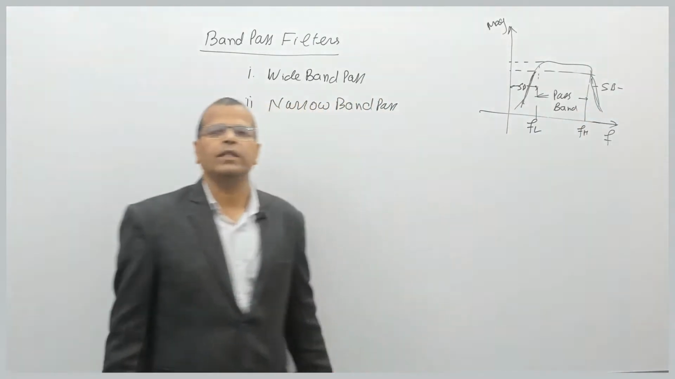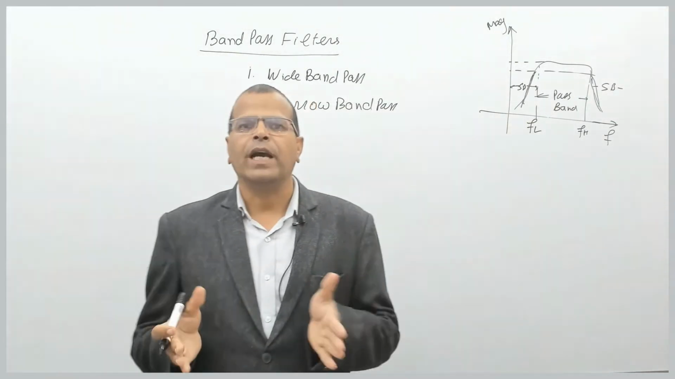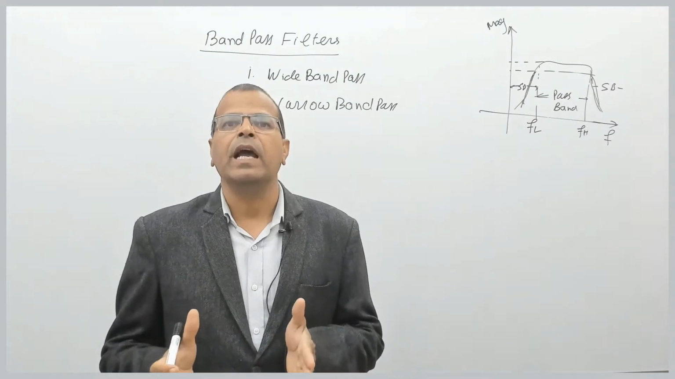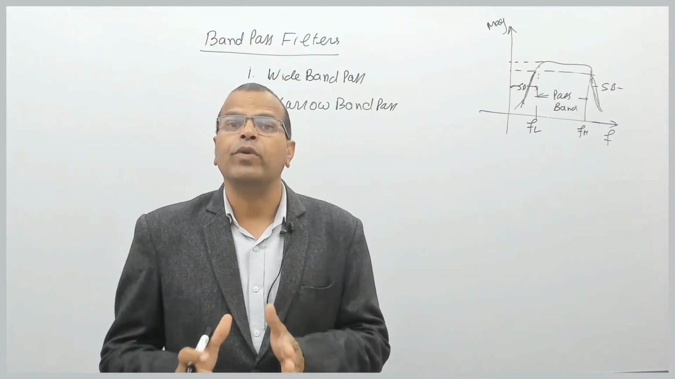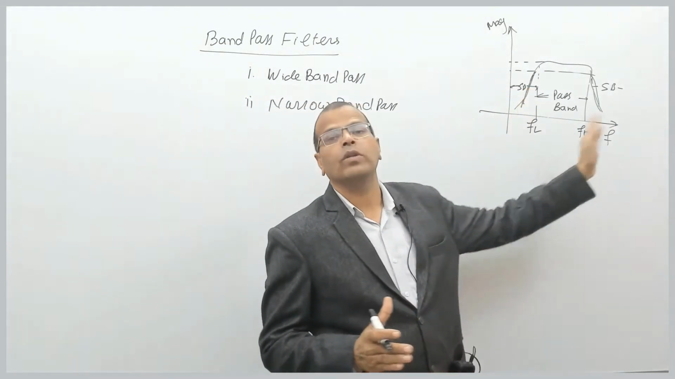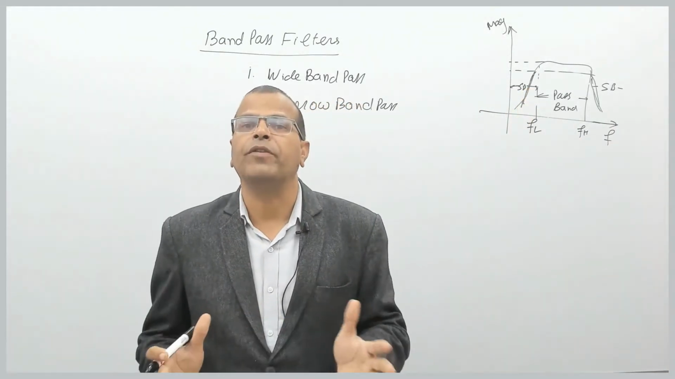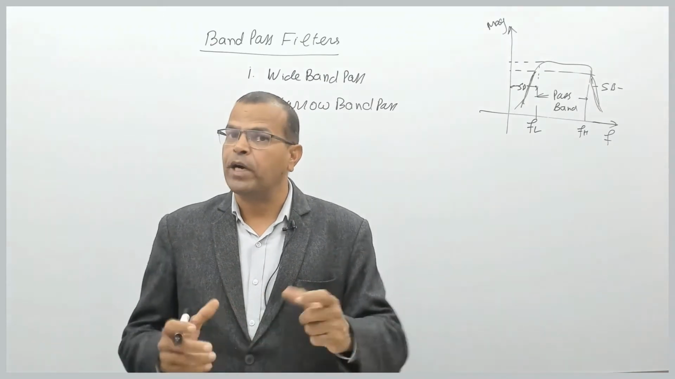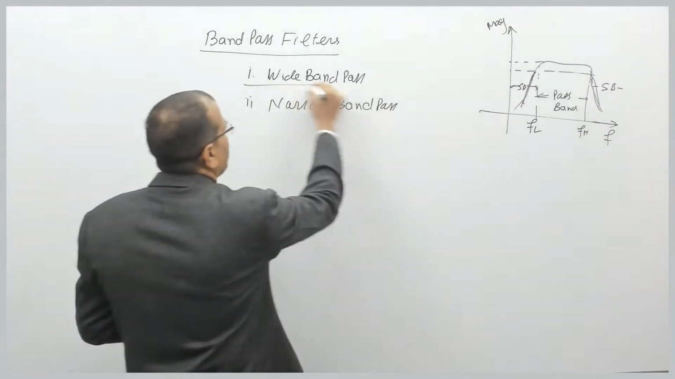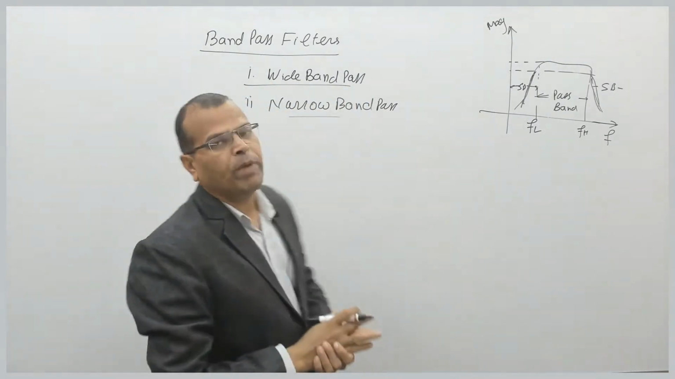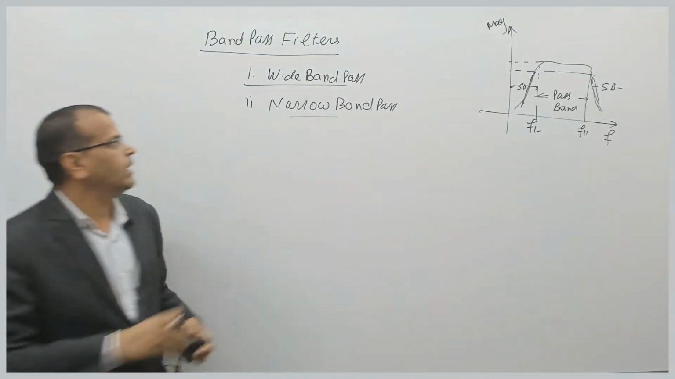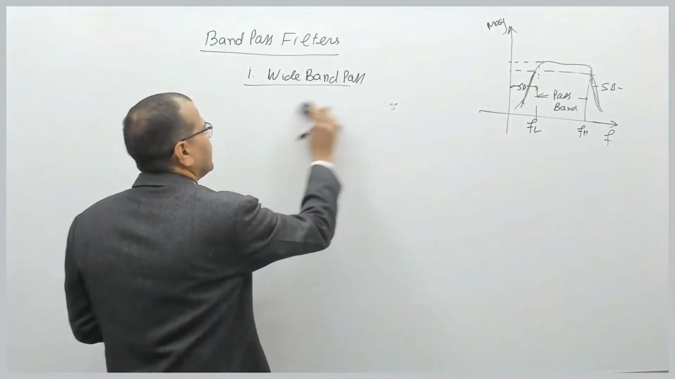So what I mean to say is a band pass filter is one which has finite gain over a range of frequencies and it attenuates the frequencies either to the left of that band or to the right of that, means it attenuates other frequencies beyond that particular band of frequencies, right? So we'll be discussing wide band pass as well as narrow band pass filters. So let us start with the first one first, that is wide band pass filter, right?